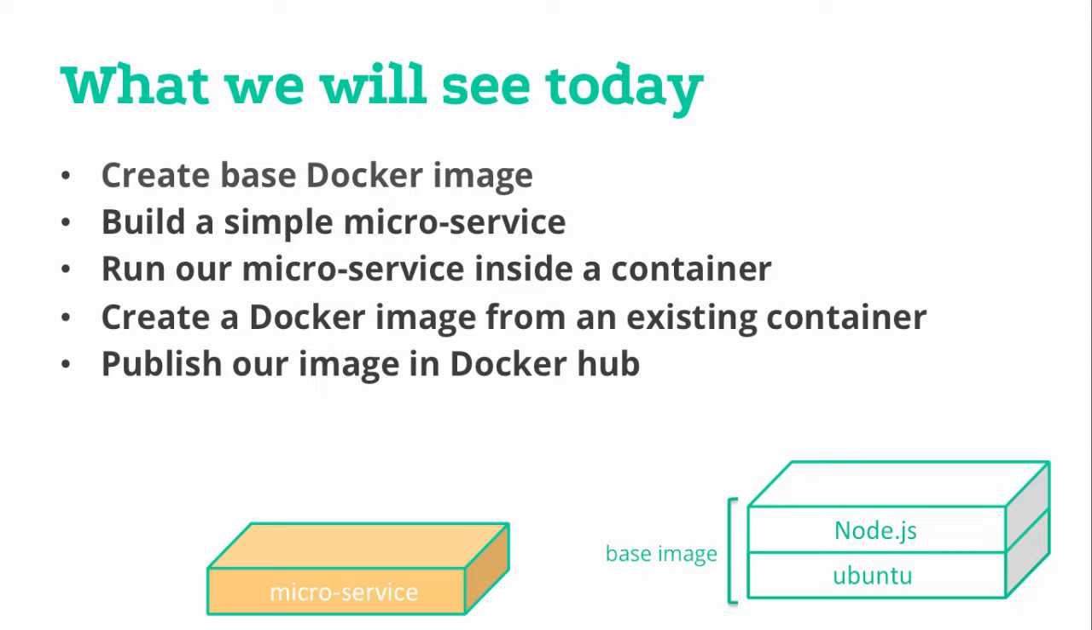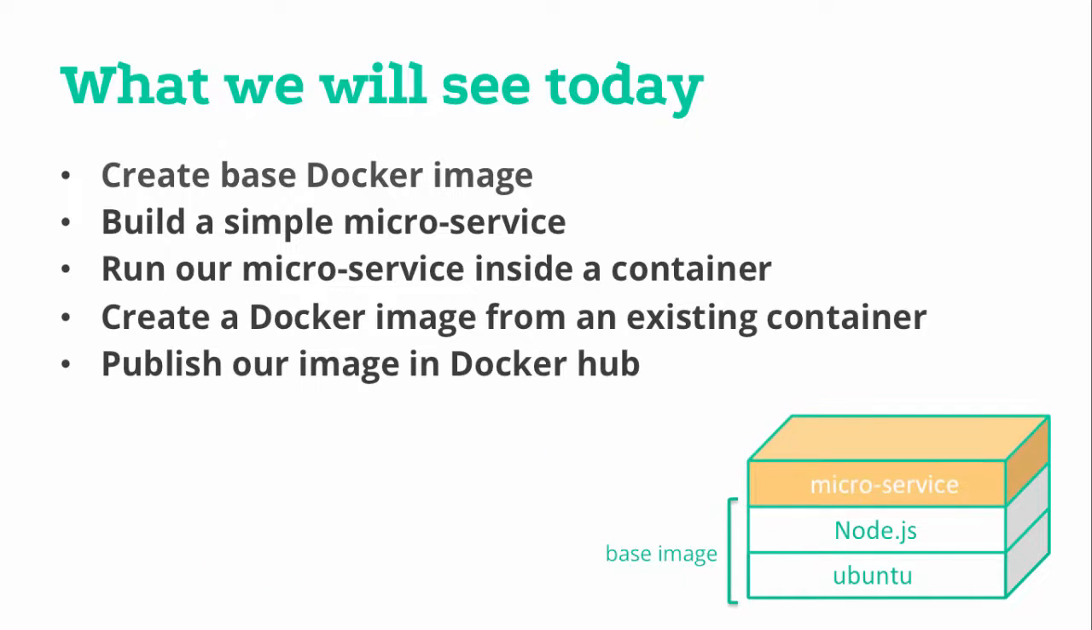Then the next step will be we will build a microservice locally using Express and Node.js. We will test our microservice, and after that we will copy our microservice and run it from within a container that we create from the new base image. Once we tested and our microservice is running well, we can go ahead then and create a new image that includes all of these layers, the Ubuntu, Node.js, and our microservice. Then the last step that we're going to do today is actually take our new image that includes all of these layers and publish it in a Docker Hub registry.